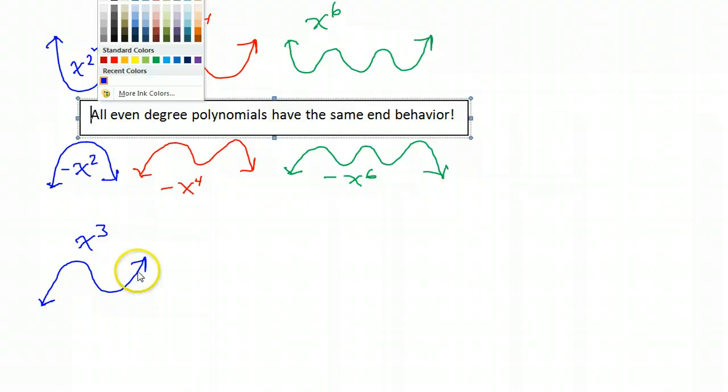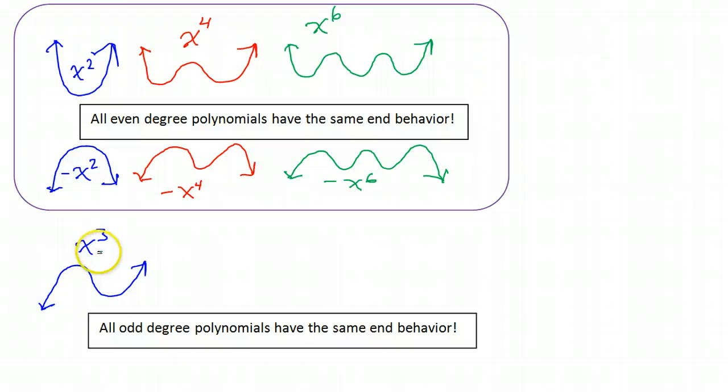But guess what? All odd degree polynomials have the same end behavior like this. So I have x to the third power looking like a capital N. Let's see, what if I had x to the fifth power? Well, the classic graph for x to the fifth power would look something like this.